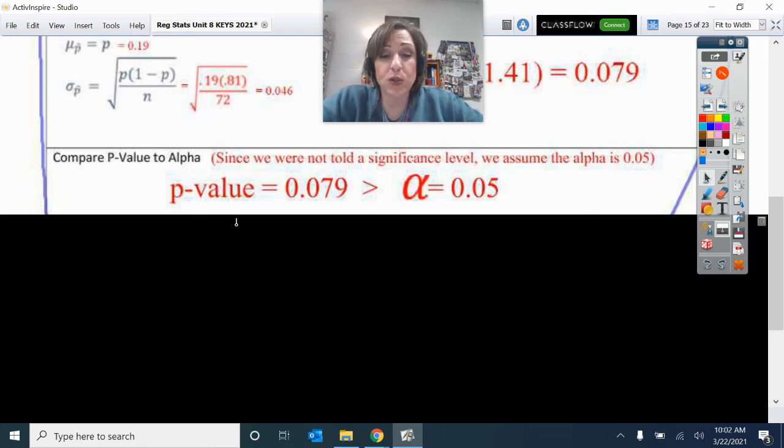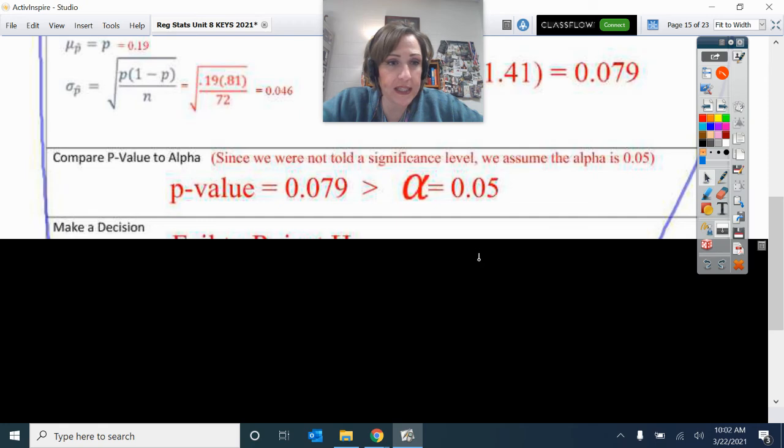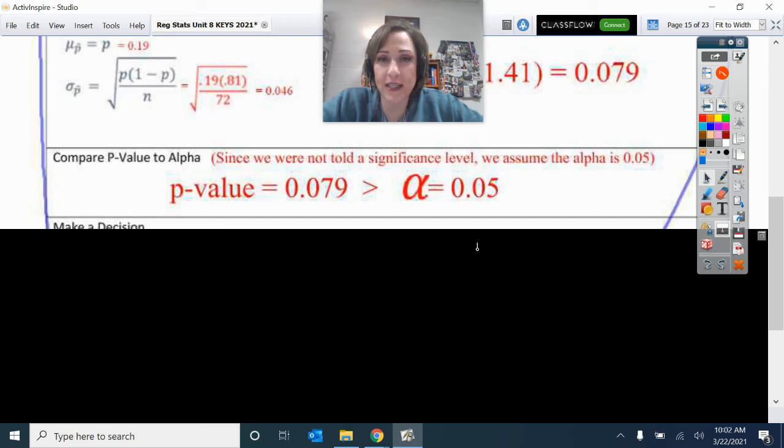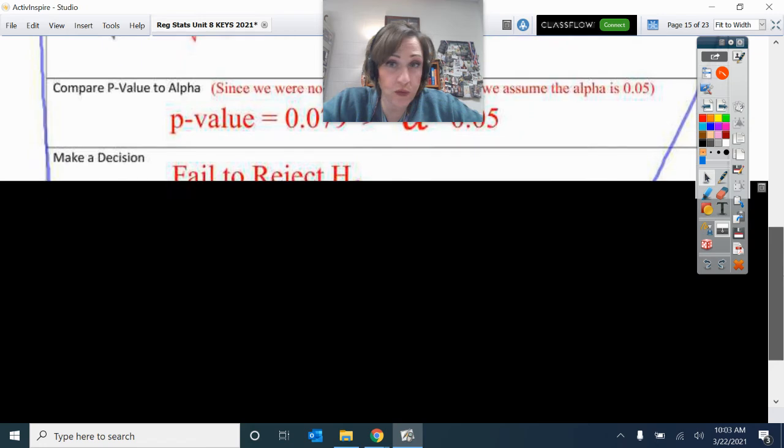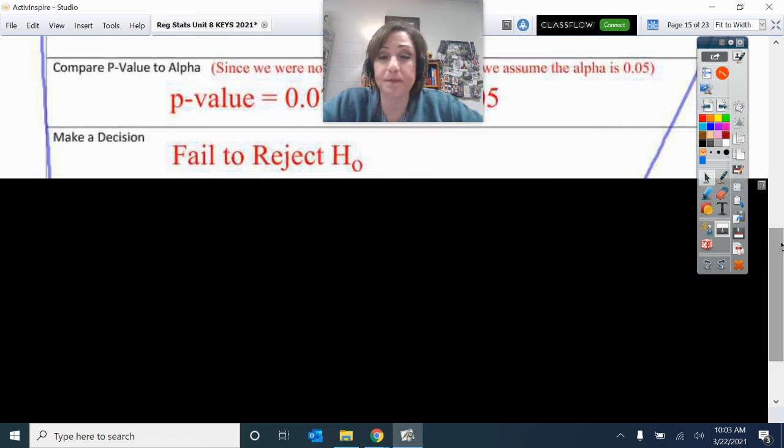All right, so it equals 0.079, which is greater than alpha of 0.05. So what will our decision be? It says make a decision. What will our decision be if that p-value is not low? Then we fail to reject H0, and we do not have evidence of HA.